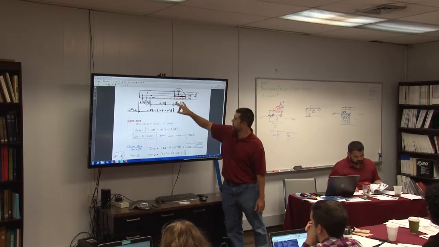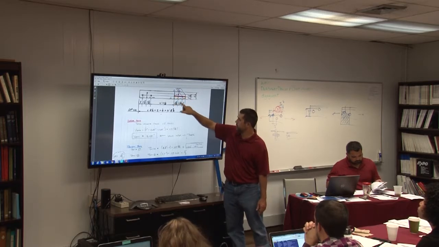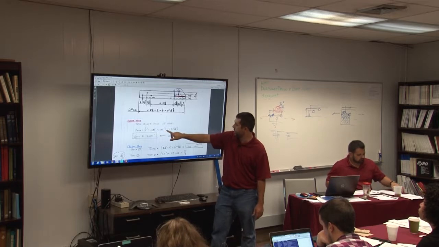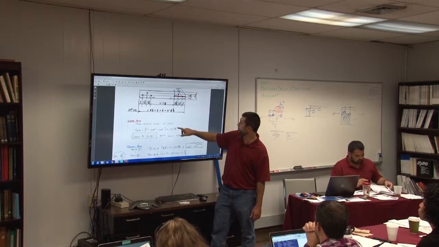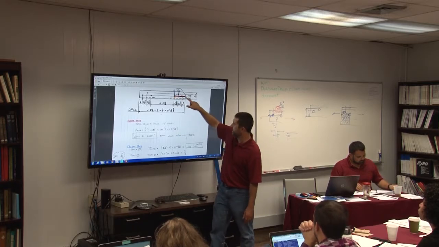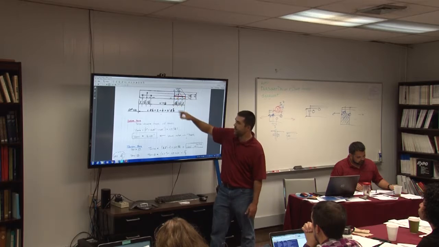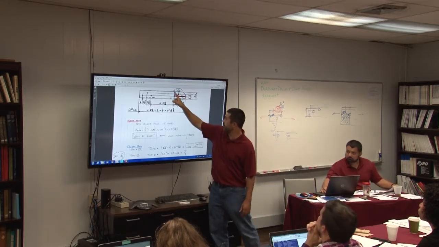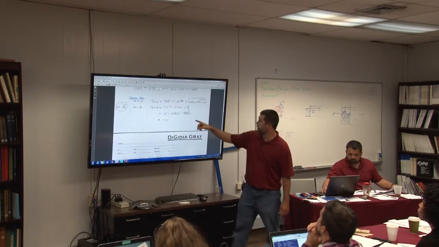My shear path is going to be the total length minus 1.5 holes. So it's 1 inch plus 1 5/8 plus 1 5/8 minus 1.5 hole diameters, which is 1 3/4. And so my shear path length is 3 1/8, and that excludes the holes. For my tension path, I'm going to look at two options, number 1 and number 2.